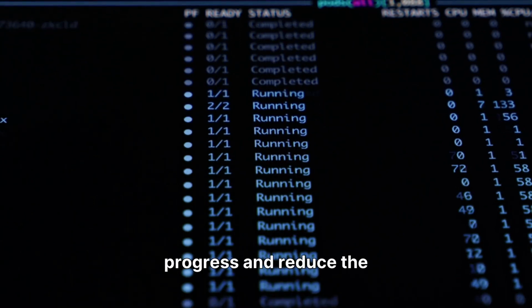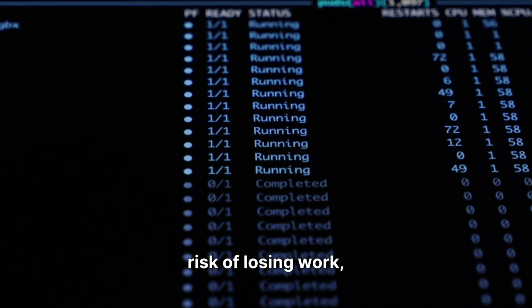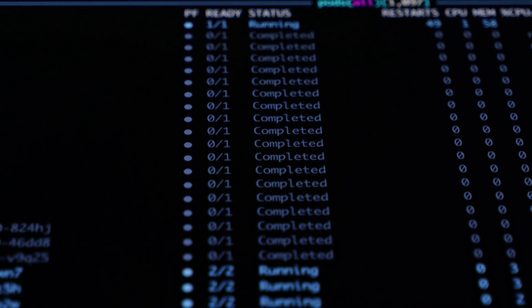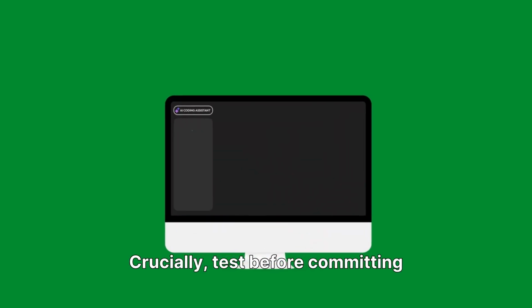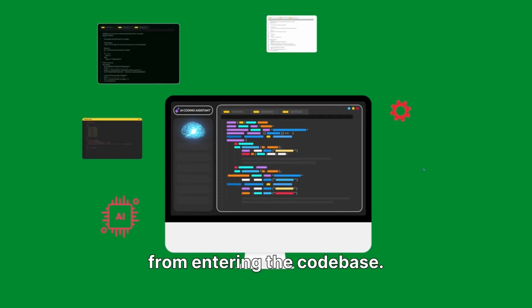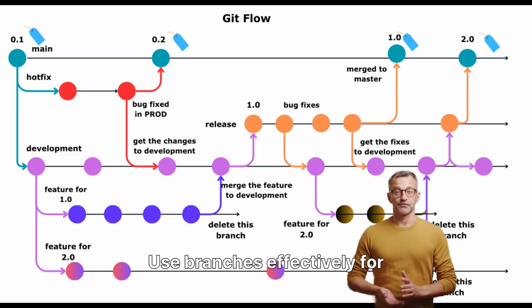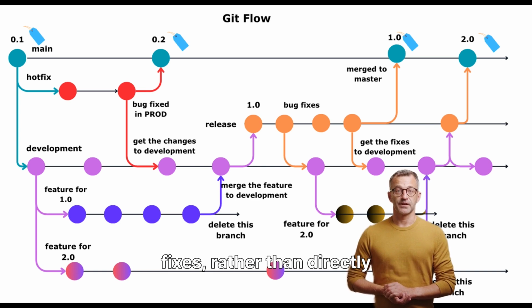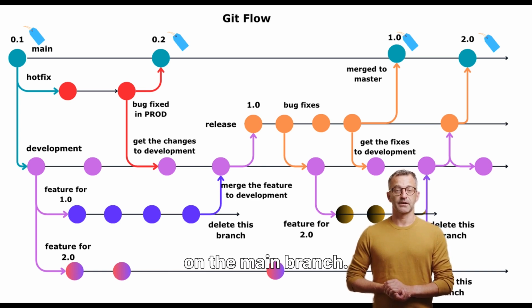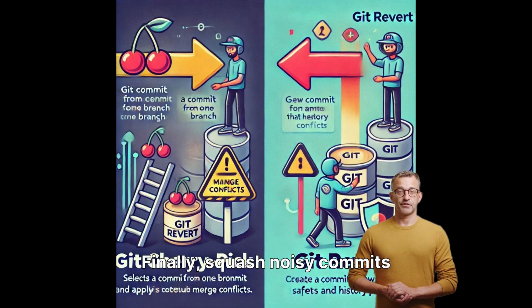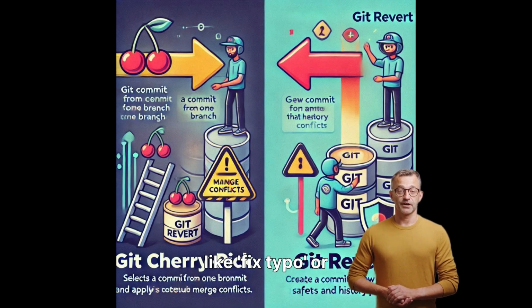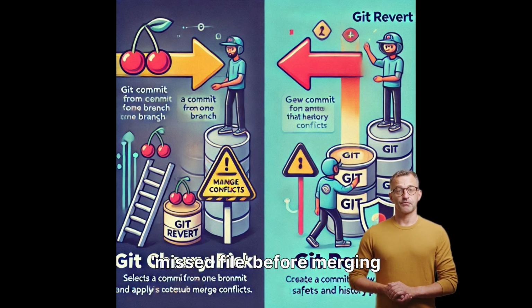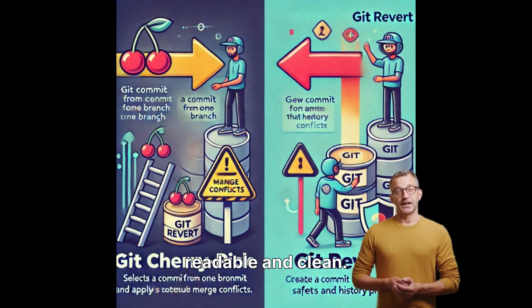Commit often to save progress and reduce the risk of losing work, but ensure each commit addresses a single purpose. Crucially, test before committing to prevent broken commits from entering the codebase. Use branches effectively for new features and bug fixes, rather than working directly on the main branch. Finally, squash noisy commits like "fixed typo" or "missed file" before merging to keep your history readable and clean.